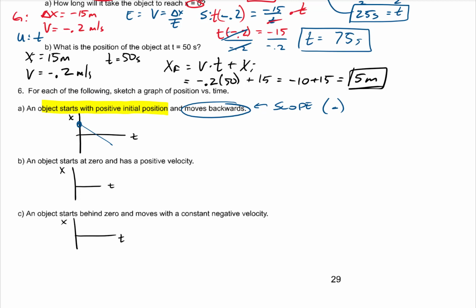An object starts at 0, so we start at 0, and has positive velocity. That means positive slope, because slope and velocity are the same thing. And then an object starts behind 0, that's my initial position, has a constant negative velocity. That means I have a negative slope.